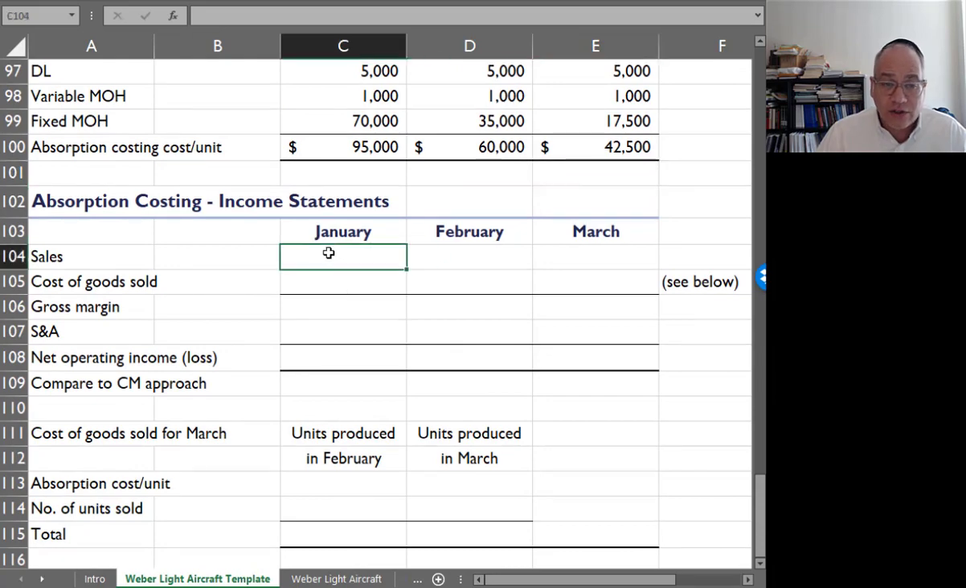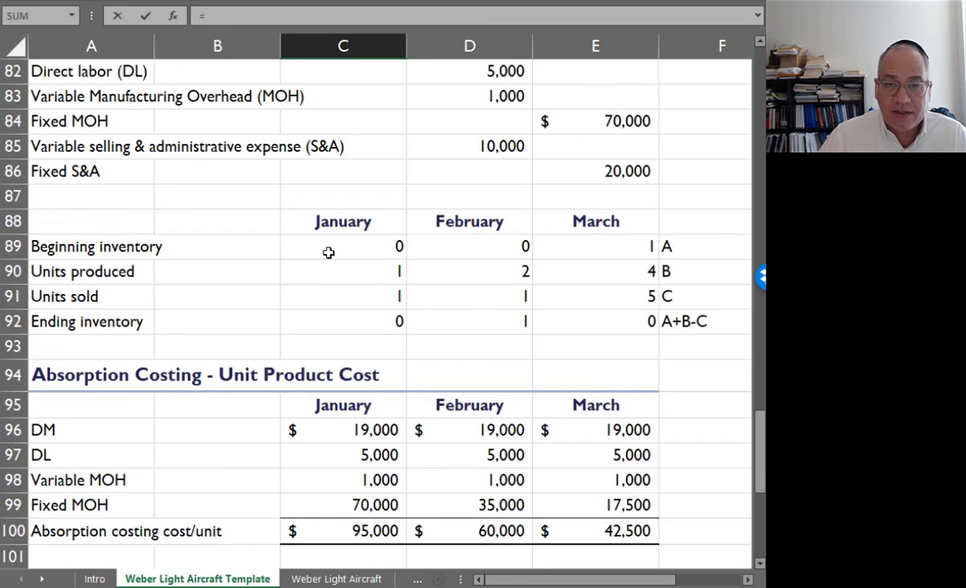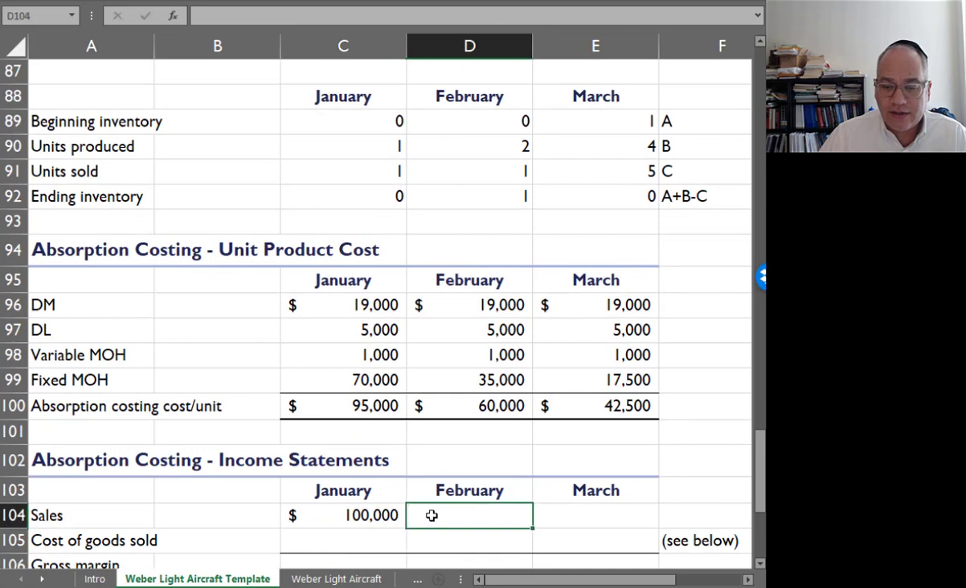So now let's look at the absorption costing income statement. Sales is always the same. It's $100,000.